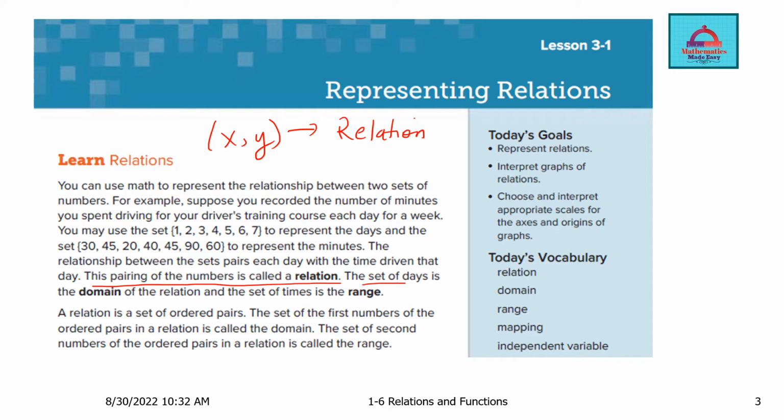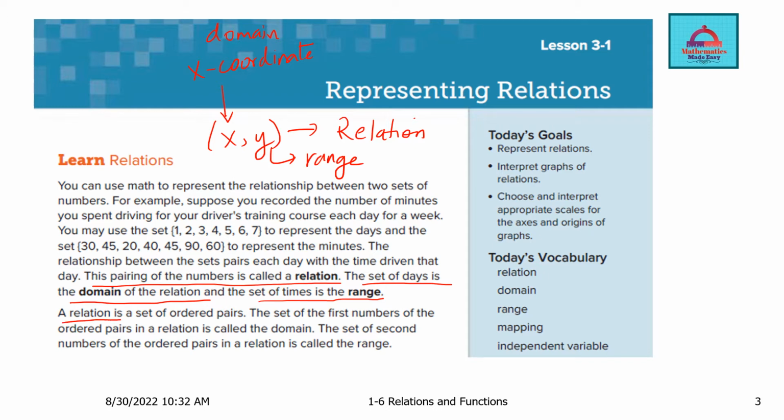For example, the set of days is the domain of the relation and the set of times is the range. So the first coordinate or the x coordinate represents the domain and the second coordinate or the y coordinate represents the range. So in simple words, the domain is the input of the function, range is the output of the function.